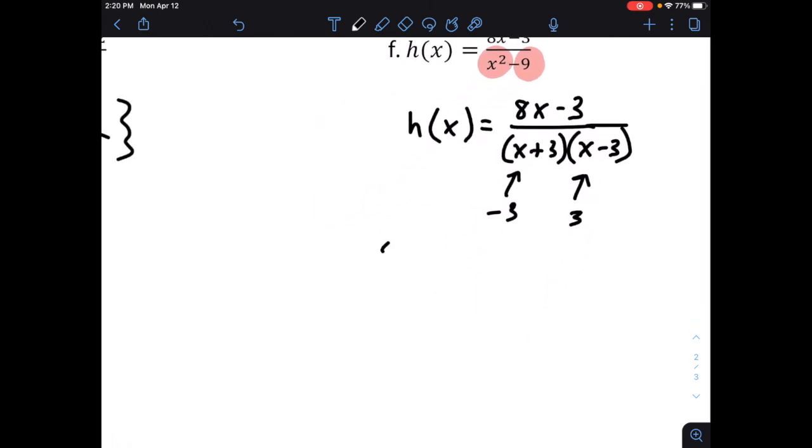So I'm going to write this as x such that x is real. Whoops, hold on. No, that's not good either. All right, x such that x is real, but x is not equal to -3 or 3.